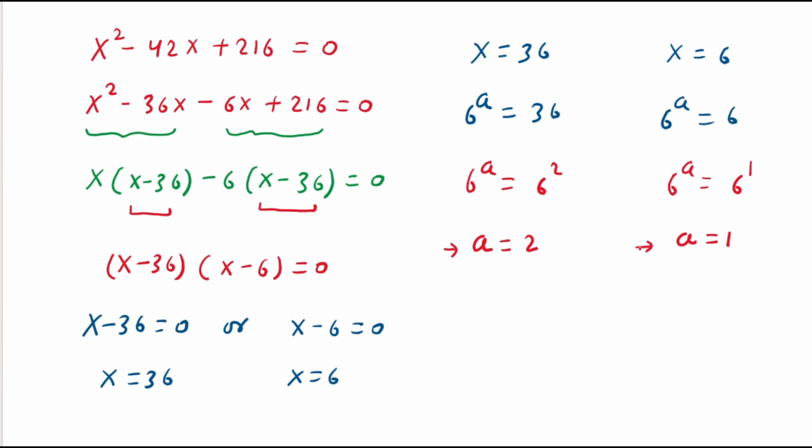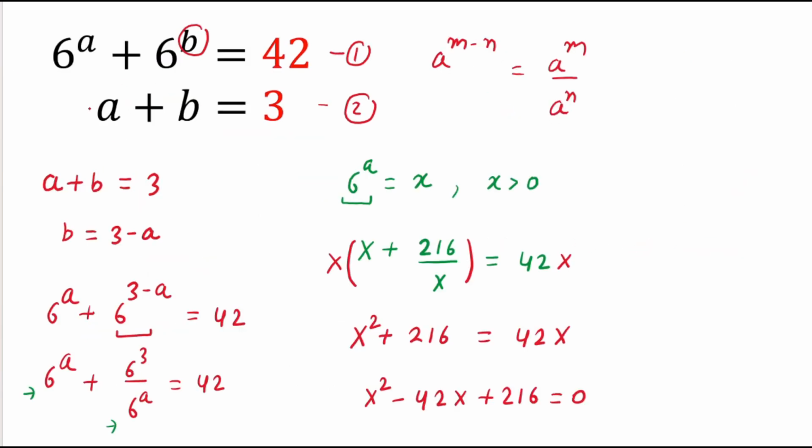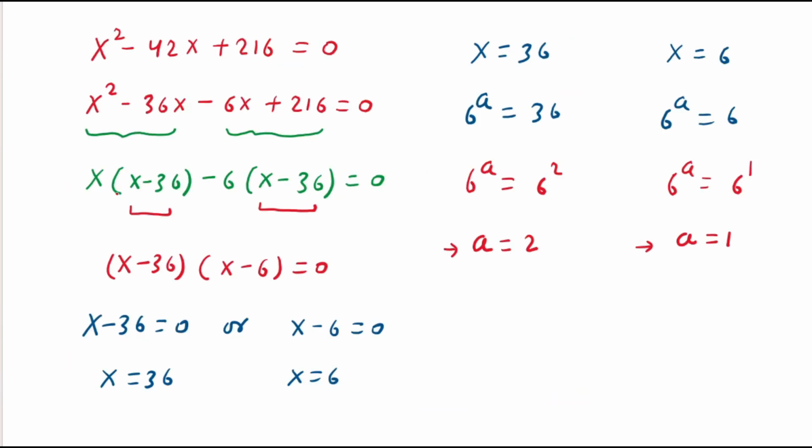Now the first case is a = 2 and the second case is a = 1, and we know that a + b = 3. If a + b = 3 and the value of a is 2, then the value of b is 1, and if the value of a is 1, then the value of b is 2. So our solution (a, b): if a = 2, then b = 1, and if a = 1, then b = 2.